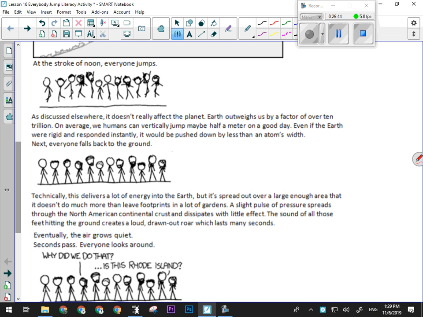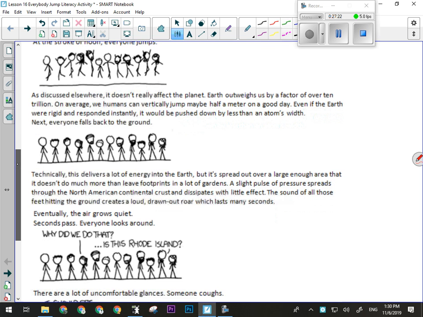Okay. So, as discussed elsewhere, it doesn't really affect the Earth to do this. Earth outweighs us by a factor of over 10 trillion. On average, we humans can vertically jump maybe a half a meter. I mean, obviously, there's some people who are freakish athletes who can leap out of the gym, you know. But on average, we'll say that everybody jumps a half a meter, because if we don't, not everybody lands at the same time either. So everybody has to jump half a meter. But we're not going to include people who can't jump and babies and, you know. So we're going to imagine that.